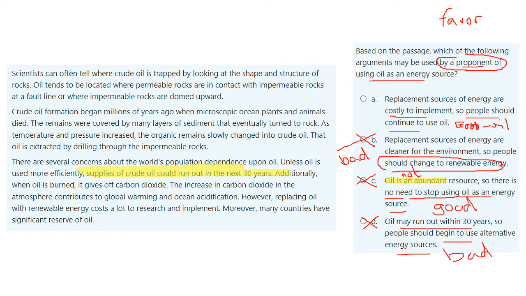But the paragraph does go on to say, replacing oil with renewable energy costs a lot to research and implement. To change, to choose to use something else, costs a lot of money. It's expensive. So that's a reason not to change. Answer A is the correct answer.